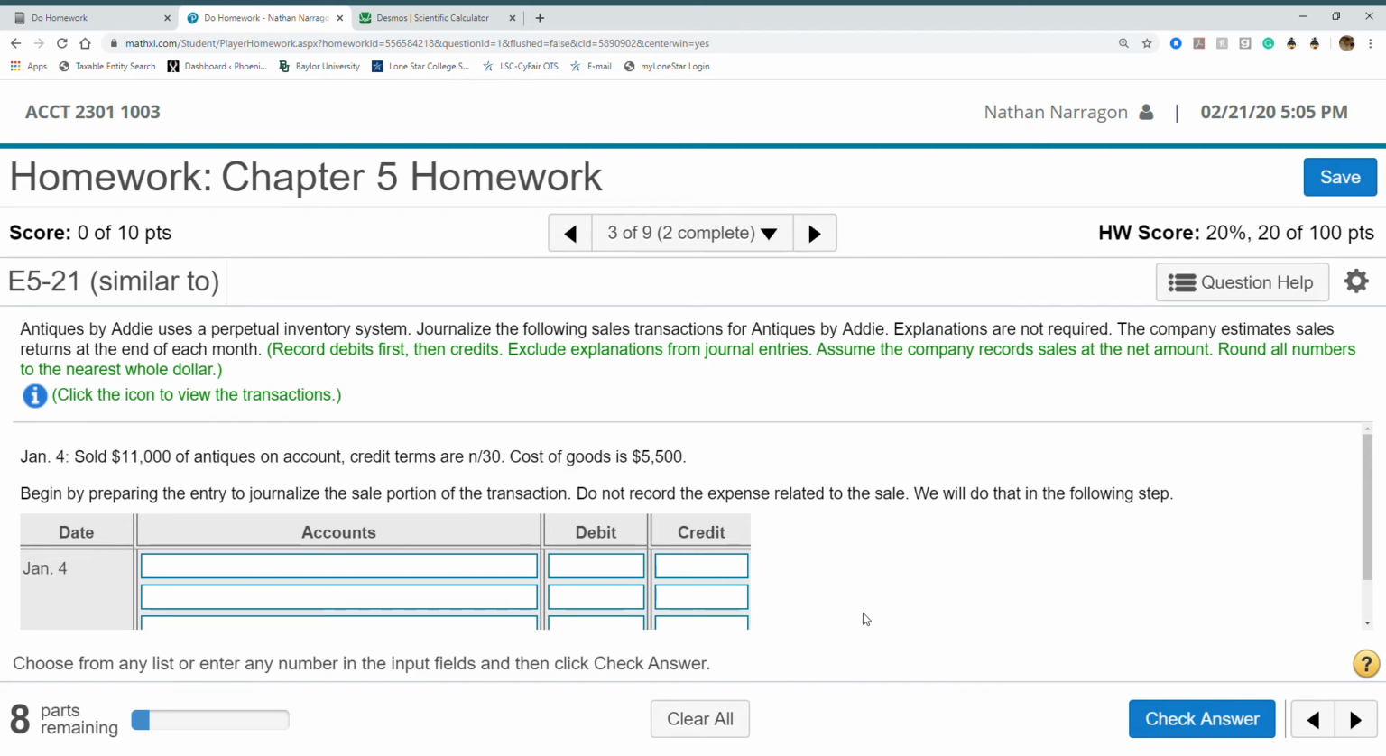Okay, so now question number 3 deals with selling. So we have Antiques by Addy. Uses a perpetual inventory system. It generalizes the following sales transactions. Explanations are not required. And of course, they're going to estimate sales returns at the end of each month. So right now, we don't have any returns.